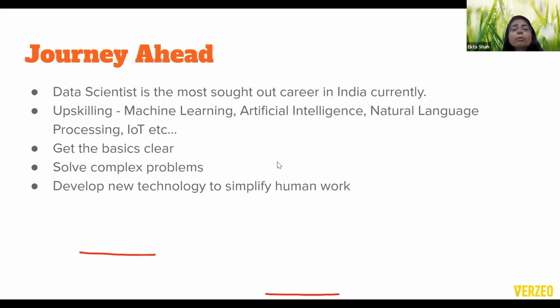Then what you have is solve complex problems. Once your basic fundamentals are clear on all of these subjects, you should be able to solve any kind of complex problems that come your way. Now, data science problems are usually pretty complex. They are not something that can be done in a day. It requires time and commitment to the work that you're trying to do, and develop new technology to simplify human work. What we are trying to do with data science is automate a lot of usual tasks that we have on a day-to-day basis.